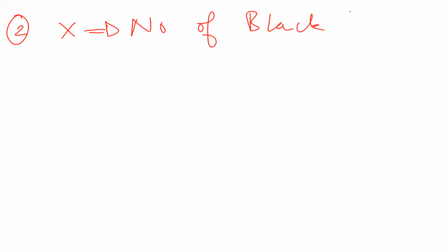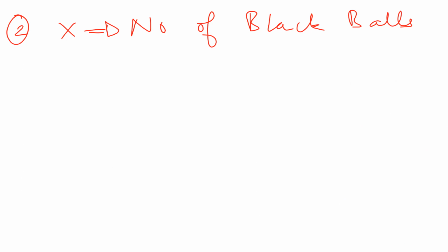An urn, it is the same on page number 140. An urn contains 5 red and 2 black balls. 2 balls are drawn at random. X denotes the number of black balls drawn. So X is nothing but the number of black balls. We just have to find out the possible values of X. 2 balls are drawn at random, and we have to find out the values of X.